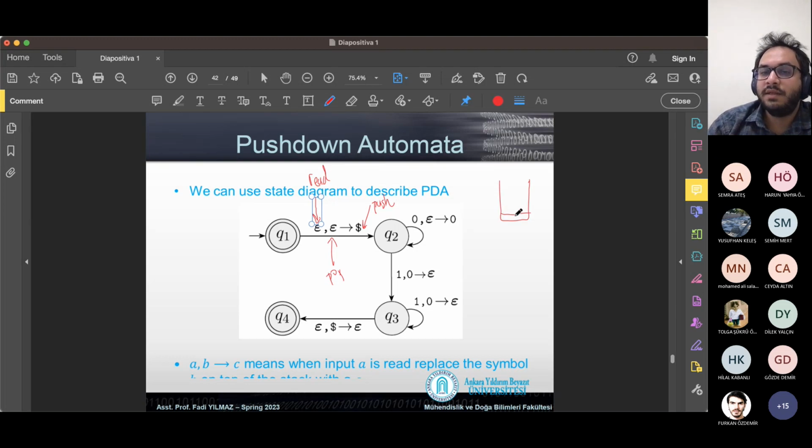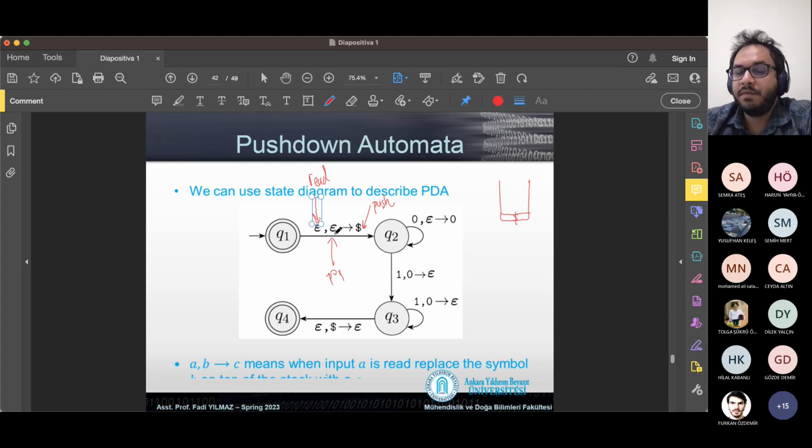We put a $ sign to mark the bottom of the stack, because there is no way for us to know if we have reached the bottom of the stack or not. So we push a $ sign at the bottom, so that by reading the $ sign we can say, okay, this is the bottom of the stack. The stack is infinite, so we cannot follow it otherwise. Therefore, we push a $ sign at the bottom of the stack.